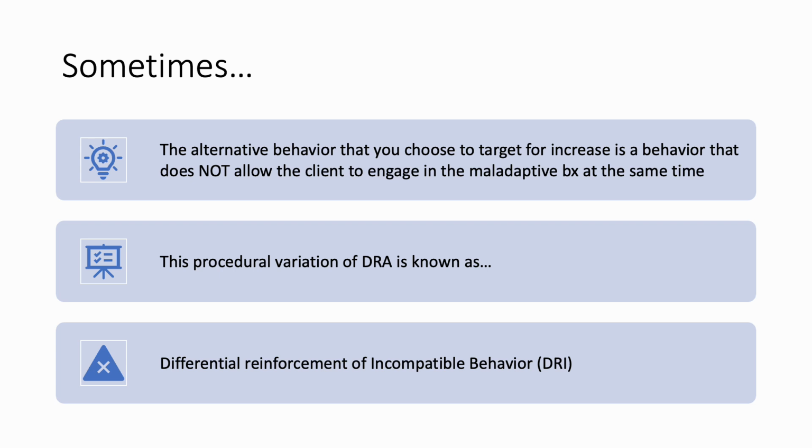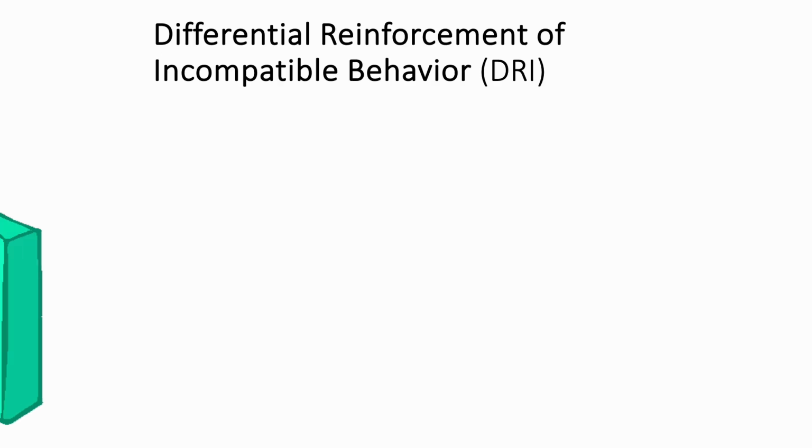But anyway, differential reinforcement of incompatible behavior involves the problem behavior being placed on extinction, and then that alternative behavior that you selected for increase is going to be reinforced heavily, but it's also an incompatible behavior because it cannot occur along with the problem behavior. That's all it is. That's the only difference between DRA and DRI.